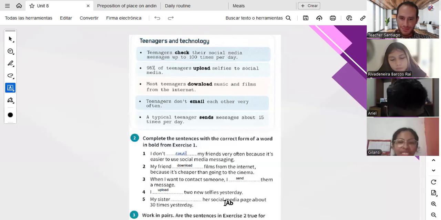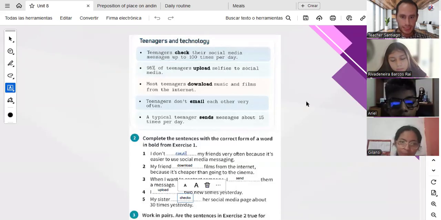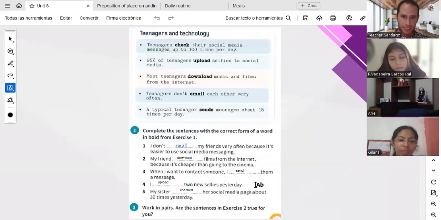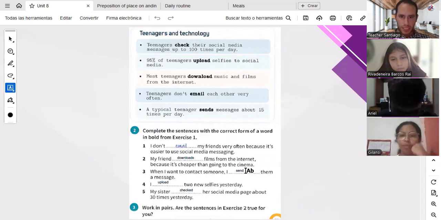My sister checked her social media page about 30 times yesterday. So that's awesome. But we forgot something in these cases. Checks, right? Because it's present simple. I don't email, okay, my friends download films. In this case, it's with S, right? This is present simple, so we use S at the end. When I want to contact someone, I send, that's correct. I download, that's awesome. Thank you so much, guys. Well done. Let's continue.